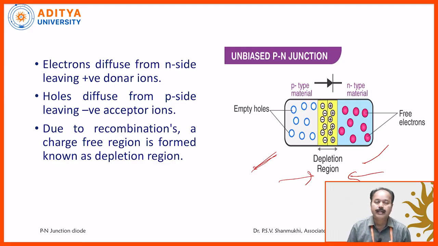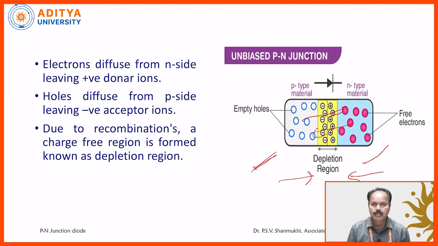N side. In the P-type semiconductor there are also some acceptor impurities, which are immobile, so they will not move. That is why the holes go into the N region, and electrons go into the P side, leaving behind the positive donor impurities. At the junction region there are recombinations: electrons and holes recombine and pair annihilation takes place. That is why a charge free region is developed at the junction.